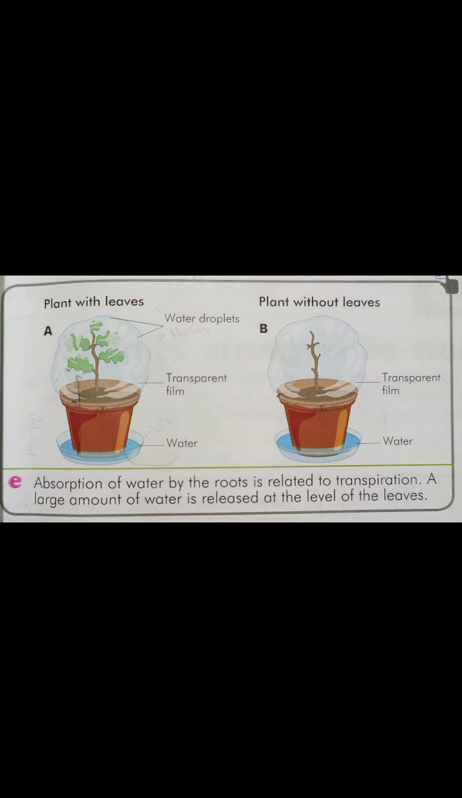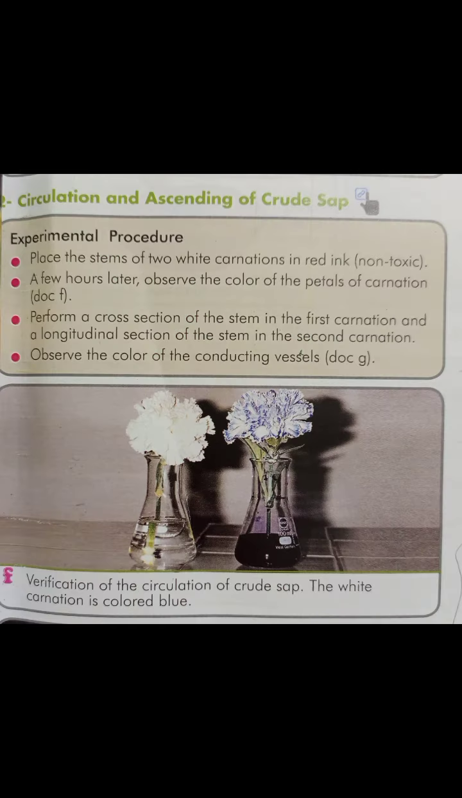The question is, draw out the role of leaves in this document. Of course, we know that this document shows the process of transpiration. The leaves' role in this experiment is the evaporation of water through stomata, or holes of the leaf. Circulation and ascending of crude sap.